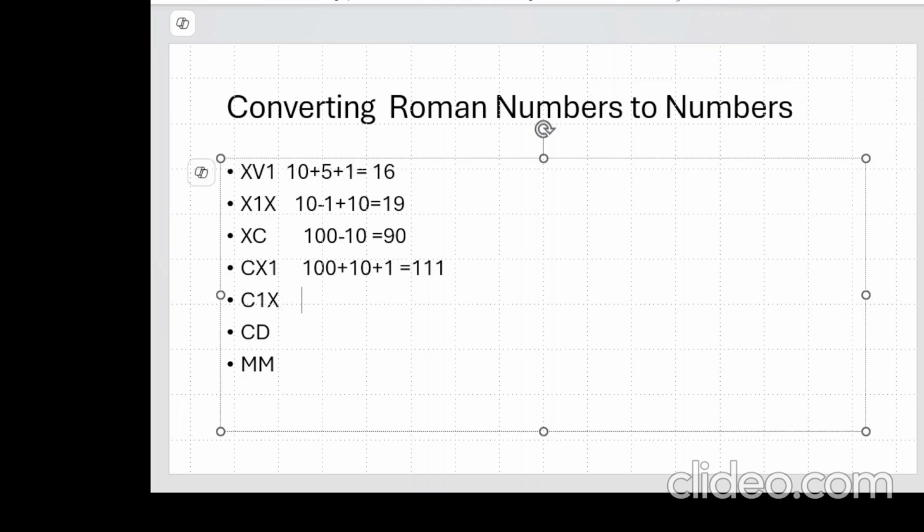Now CIX. C is 100, again X is 10 we have, however we have I here wherein I would have to deduct from 10. Which means I'll be getting 99 as the answer.